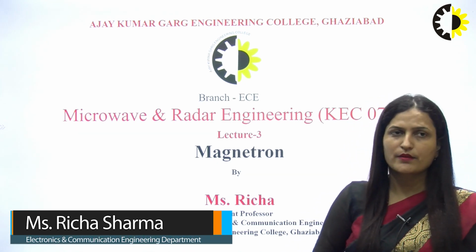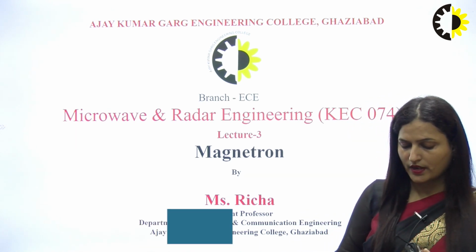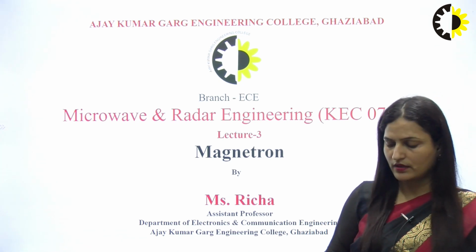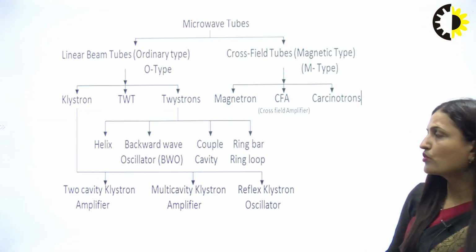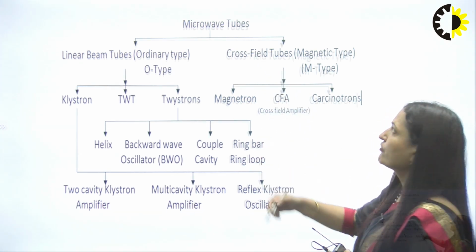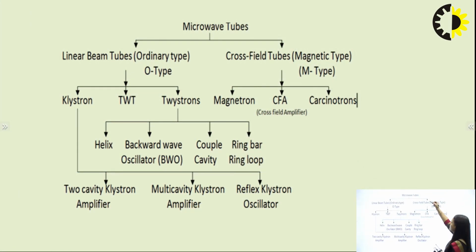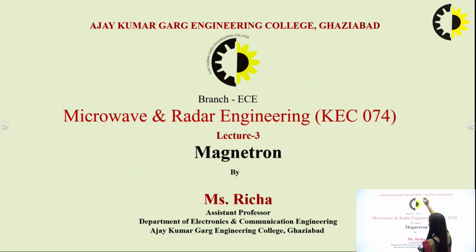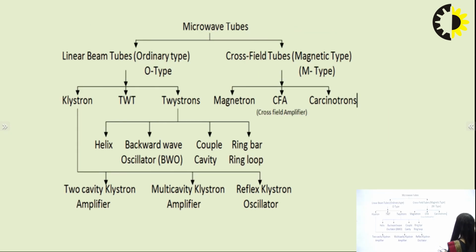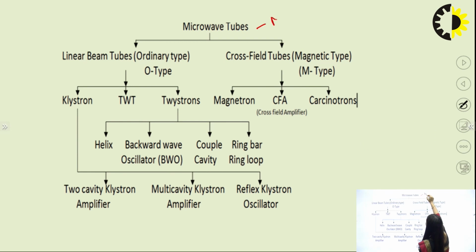Today we will discuss about the magnetron. Magnetron is basically a microwave source. So this is the division of microwave tube. Microwave source tubes are nothing but microwave sources, right? So tubes are microwave sources.